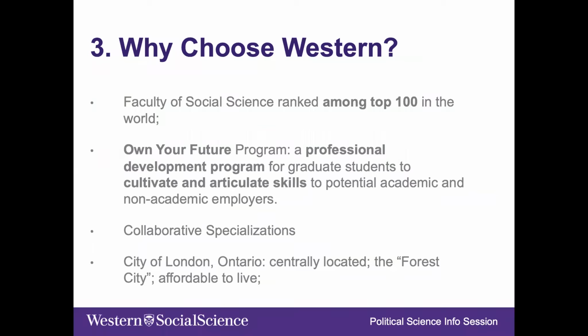We also offer collaborative specializations where you can do a degree in political science and do some extra bit of work, depending on whether you're doing a master's or a PhD, to do a specialization in transitional justice, for instance. If you want to do political science and have a concentration in transitional justice, you can add that onto your degree as necessary.